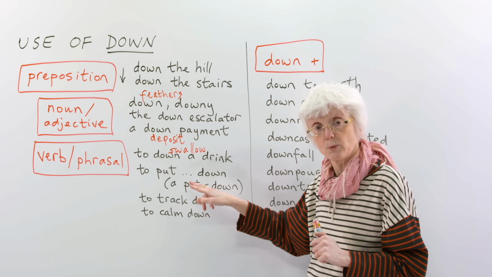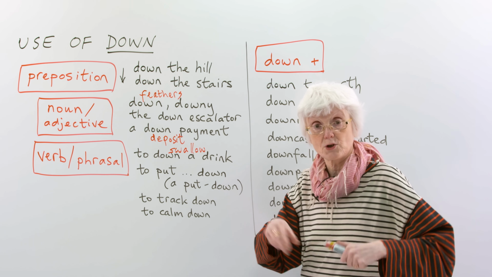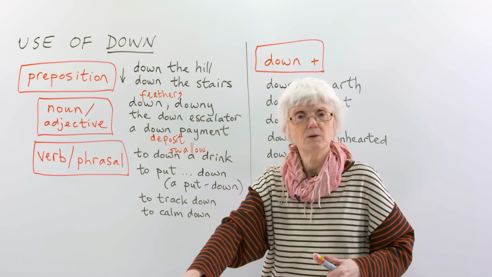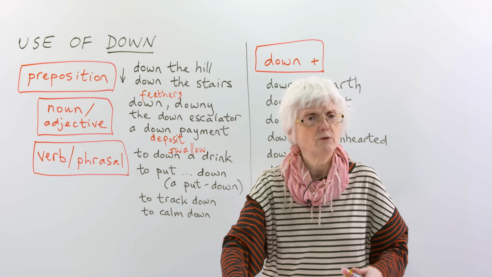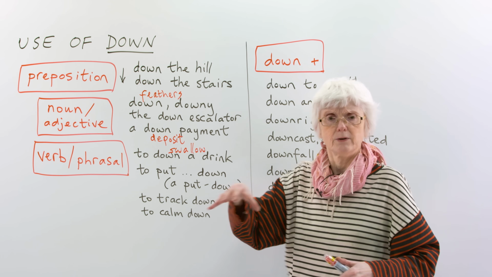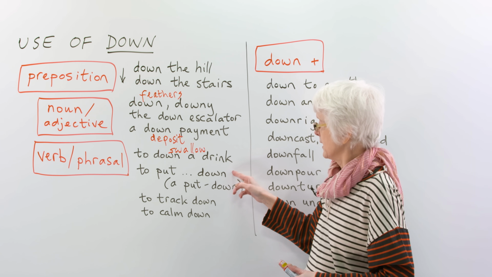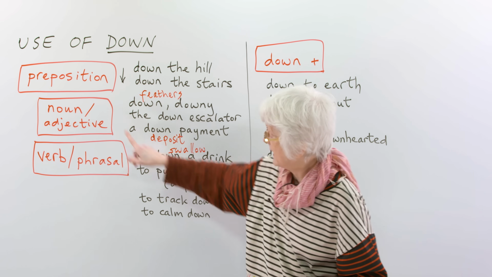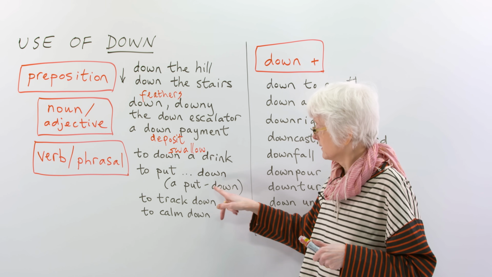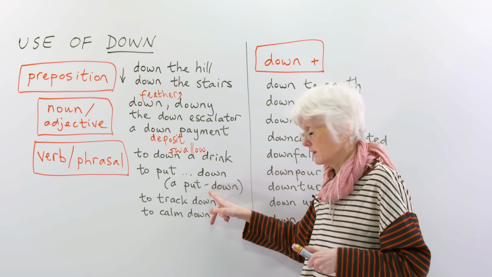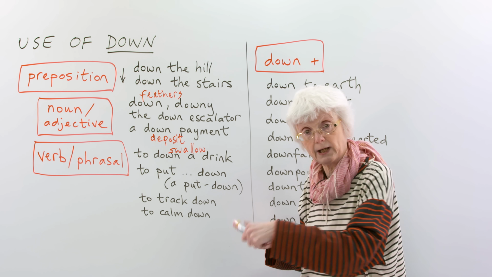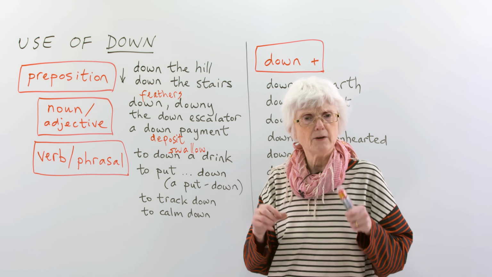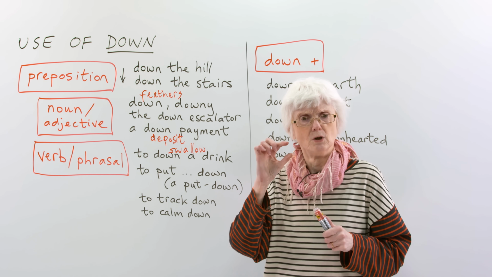And then it's used with the verb to put something down. I put my keys down somewhere, and now I don't remember where. I put the keys down. But also you can have this again as a noun, a put-down, put with a hyphen down. A put-down is when somebody says something to make another person feel a bit small.